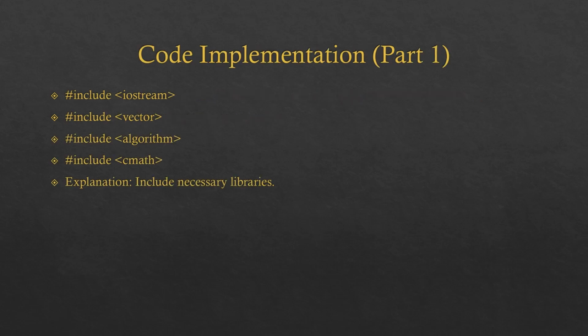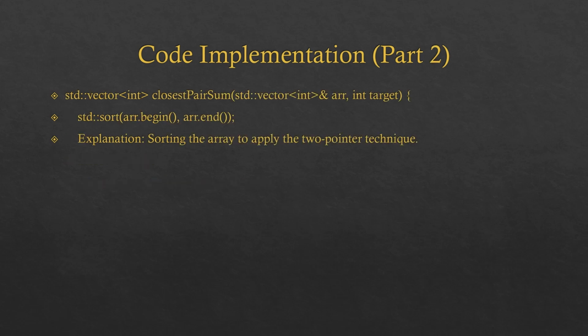Let's look at the code implementation. First, we include the necessary libraries: iostream for input and output, vector for the array, algorithm for sorting, and cmath for absolute value calculations. Next, we define the function closest pair sum, which takes the array and the target as input. The first step inside the function is to sort the array, making it easier to apply the two-pointer technique.